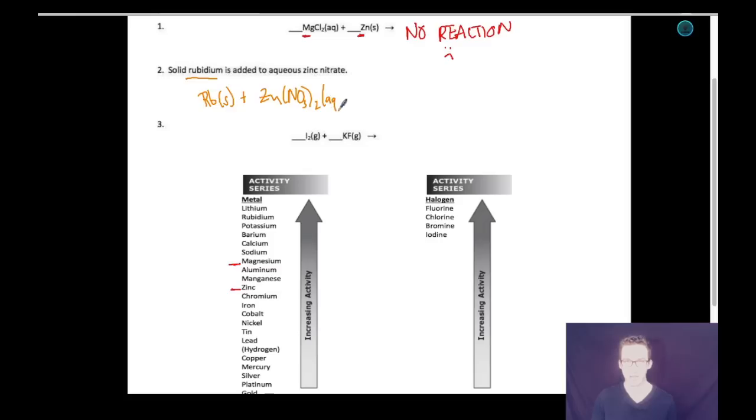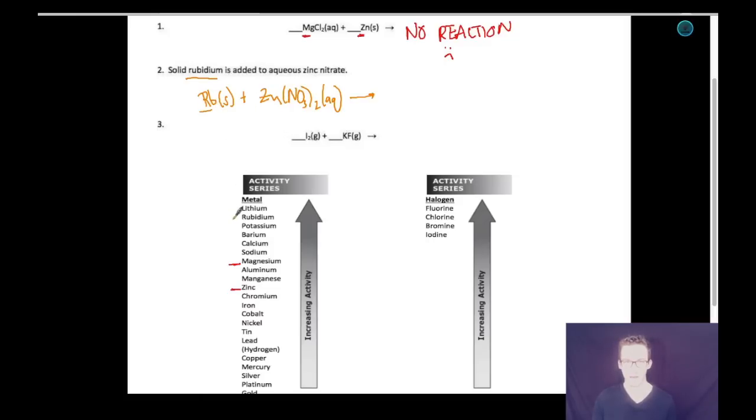Remember that zinc is one of those few transition metal elements that don't use a Roman numeral. We have to remember that it's always the +2 ion. And we want to know whether or not this reaction is going to proceed. Once again, we're going to use our metal activity series.